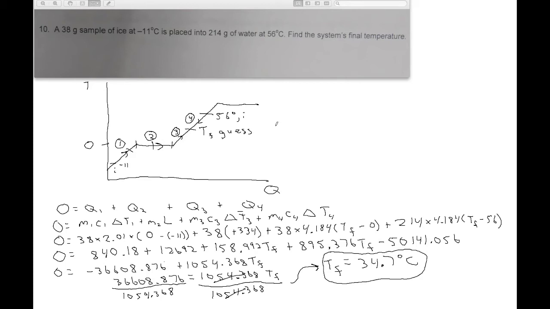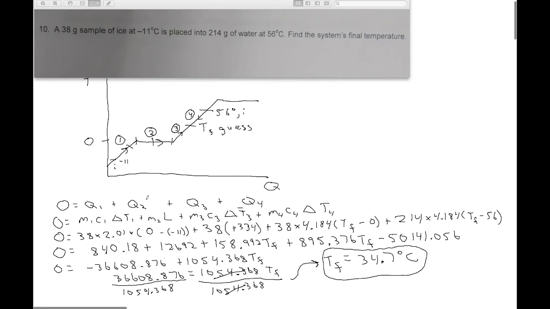So to wrap this up, what's the big lesson to take from this? One thing that maybe I should have emphasized more in the tutoring session is set up the heating curve before you start writing down any equations. So before we wrote any of this, we should have written the heating curve and identified the four steps. Steps 1, 2, 3, and 4. Only then should we write 0 equals Q1 plus Q2 plus Q3 plus Q4 and start going through the steps. Don't go to the math too fast. Lay out the steps in the heating curve ahead of time. That's a good way to avoid mistakes.